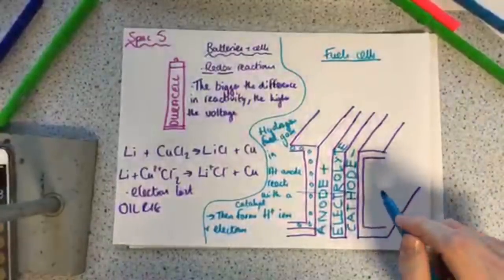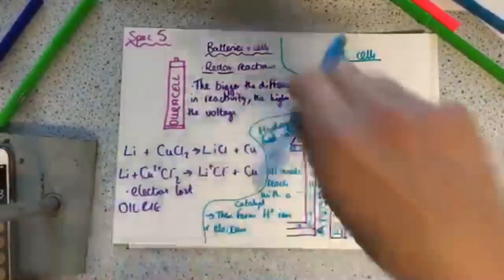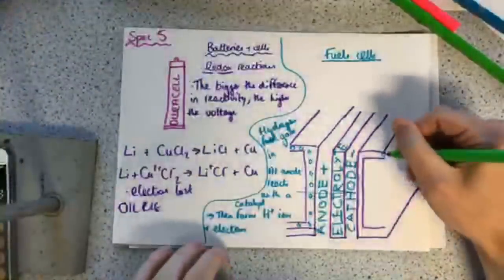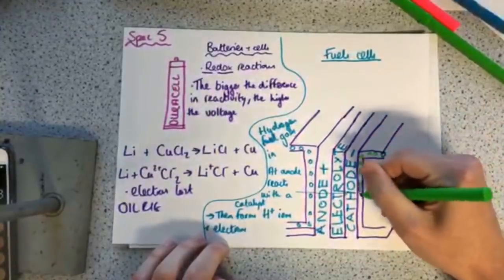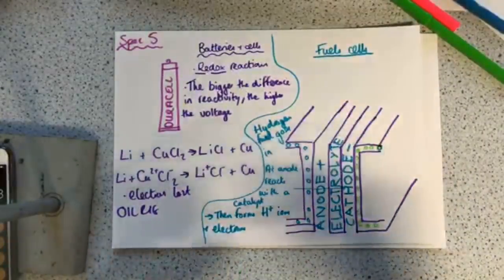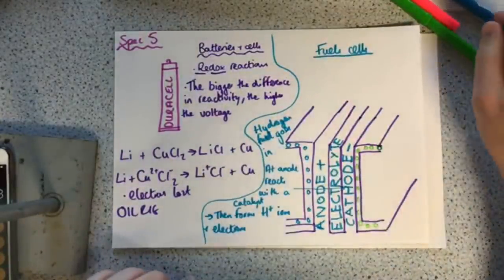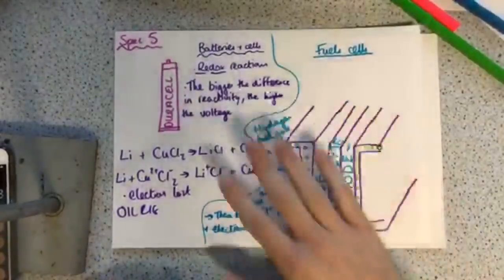So when it gets to the cathode, what it does is it reacts with oxygen. So here, I'll draw this in a different colour. So you've got oxygen going in. Oxygen is just coming from the air. So oxygen's going into here. And when hydrogen gets there, it reacts with oxygen, and it produces water, and it also forms some heat. So that is fuel cells.